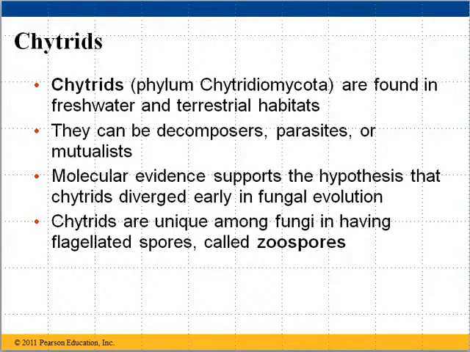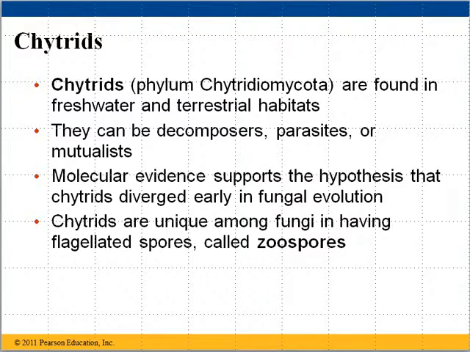They're found in freshwater and terrestrial habitats. They can be decomposers, parasites, or mutualists. Molecular evidence supports the hypothesis that chytrids diverged early in fungal evolution, so these would be perhaps the most ancient form of fungal life. Chytrids are unique among fungi in having flagellated spores called zoospores.